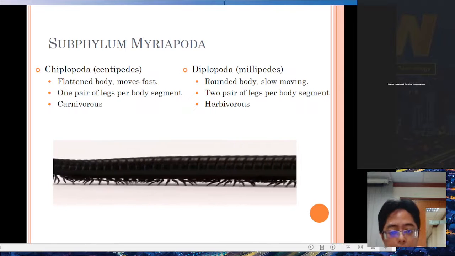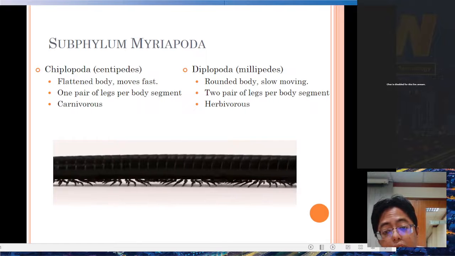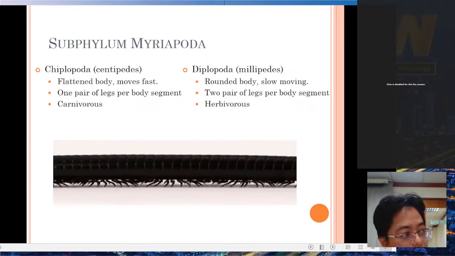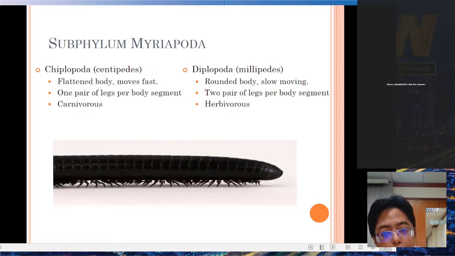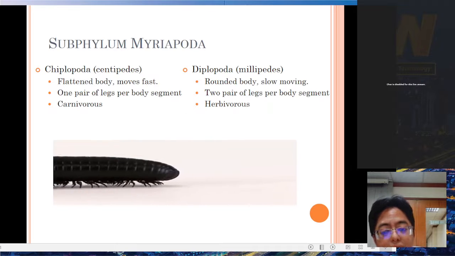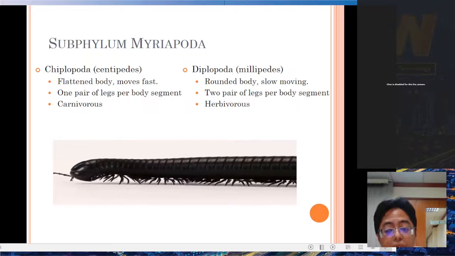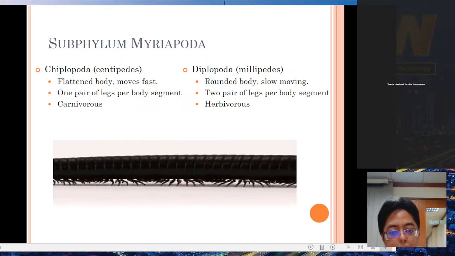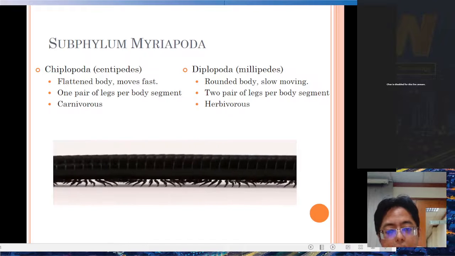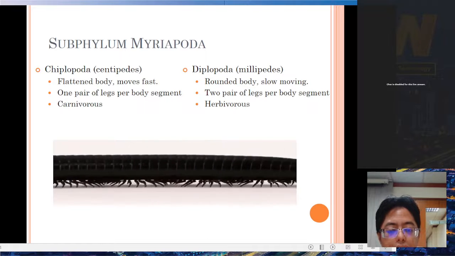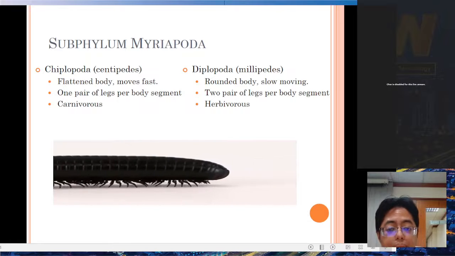Okay, Diplopoda or millipedes, rounded body, slow moving. If you look at this GIF right here, it really moves slowly, and it has 2 pairs of legs per body segment, so it's like 4 legs per segment. Okay, so unlike the centipedes, millipedes are not meat eaters. They are herbivorous.